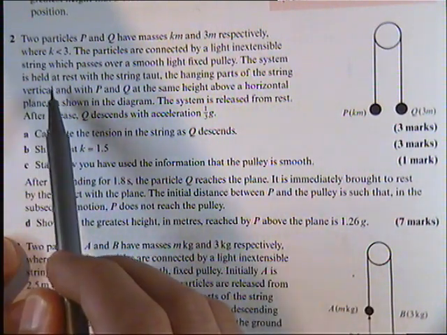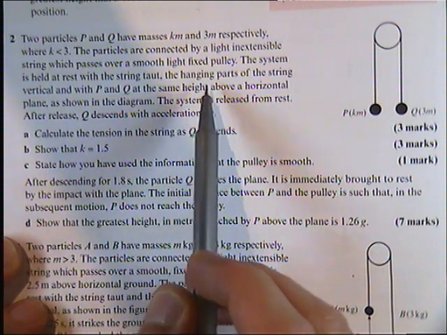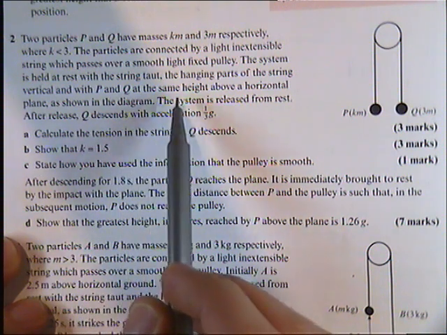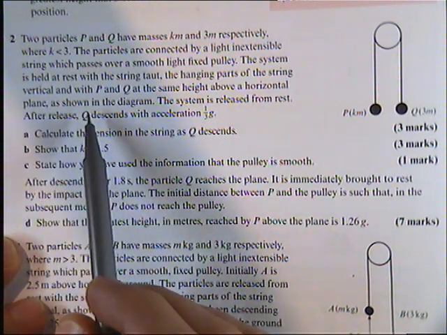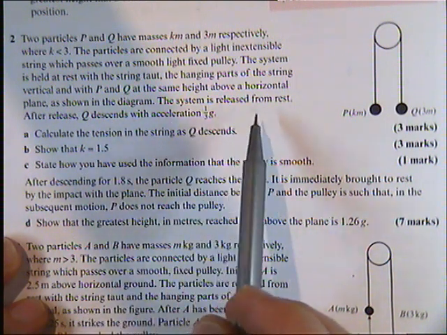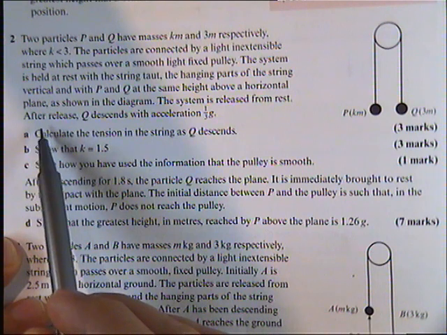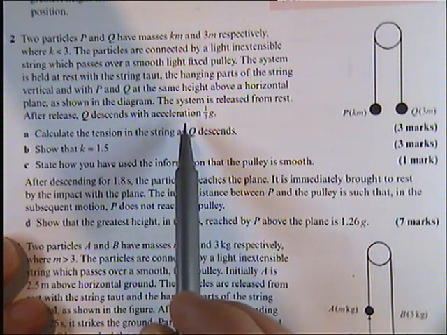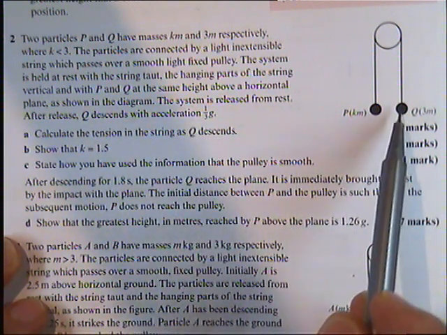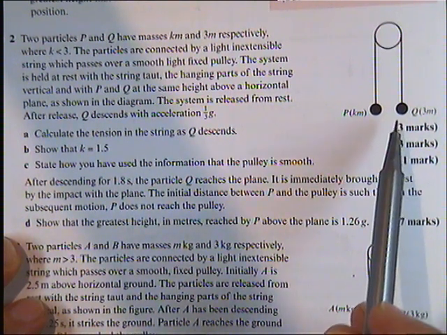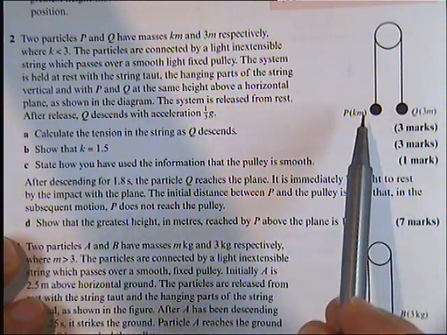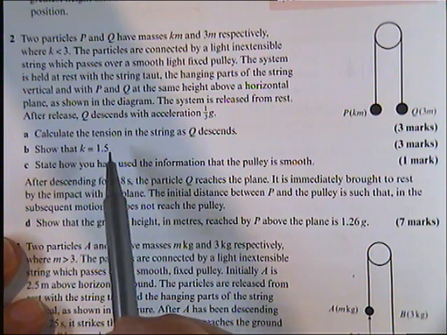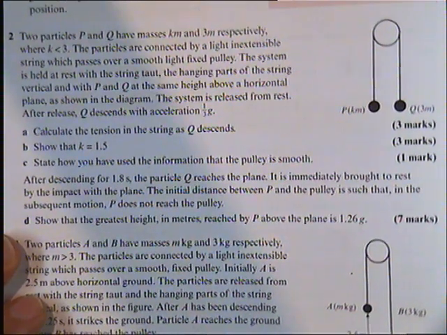The system is held at rest with the string taut. The hanging parts of the string are vertical and with P and Q at the same height above the horizontal plane, as shown in the diagram. The system is released from rest, so therefore the initial velocity is equal to 0. After release, Q descends with acceleration of 1/3 g meters per second squared in this direction. Therefore, P is moving upward and Q downward. Calculate the tension in the string as Q descends.